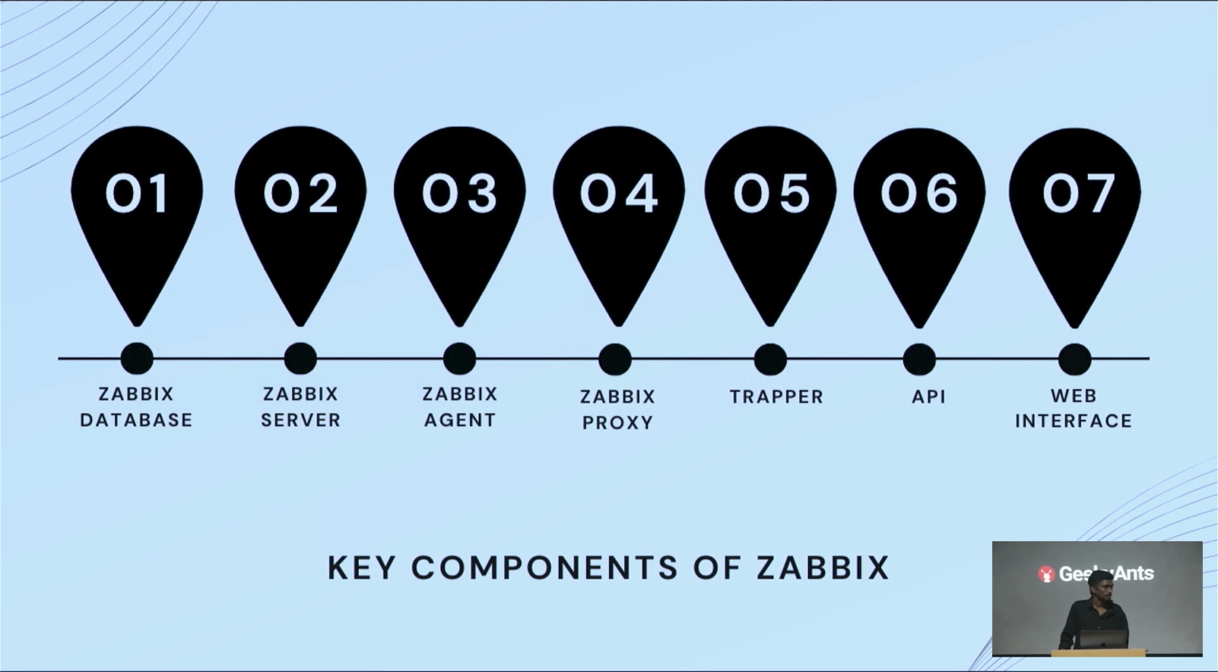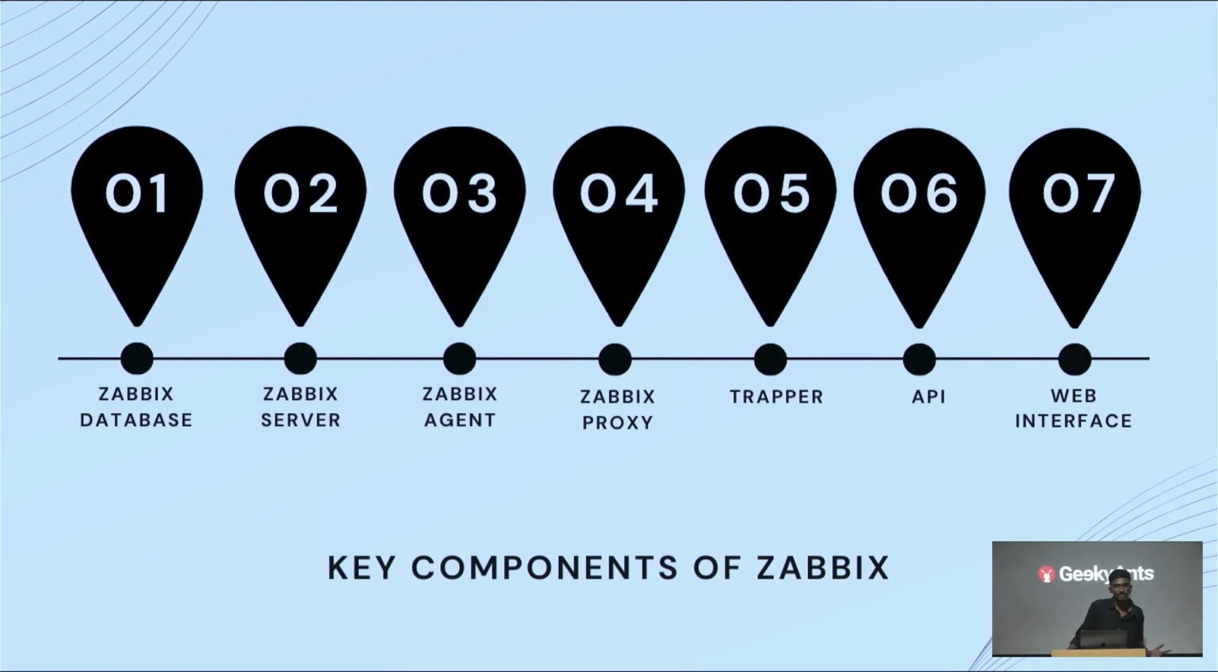Next, we have the trapper. Suppose we don't want any data from the host, but when the host wants to communicate to the Zabbix server about any breakdowns or issues, we supply a parameter to the keys in the form of trappers, and then the trapper responds to it and directly sends the data to the Zabbix server.